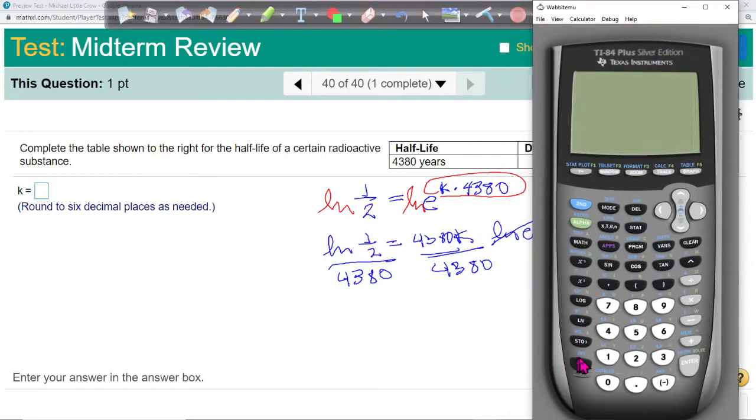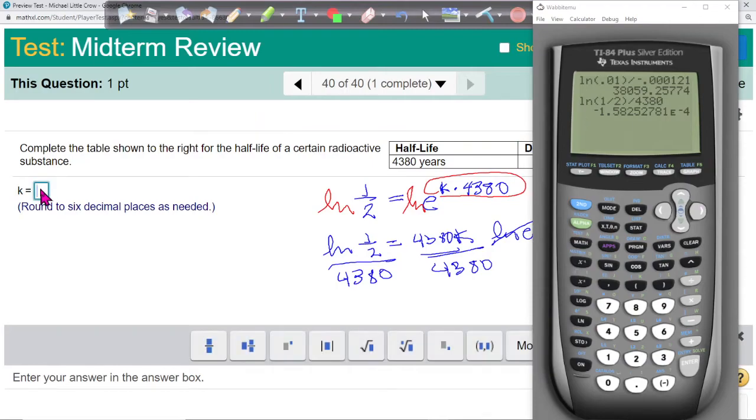So we just go here, and we take the natural log of 1/2 or 0.5 if you want. That's maybe a little easier way to enter it. And then we're going to divide that by 4,380. And that again gives us our constant. It's 4 decimal places. So they want 6 decimal places. So this is going to be a negative. Again, it should be negative because the rate is a decay rate. Okay.